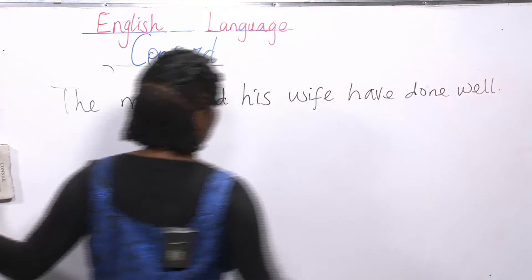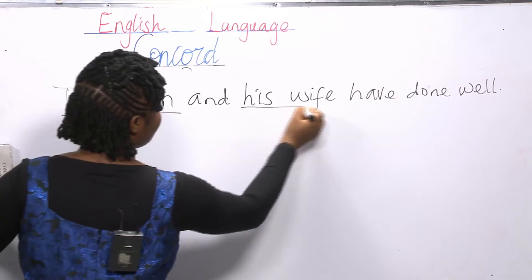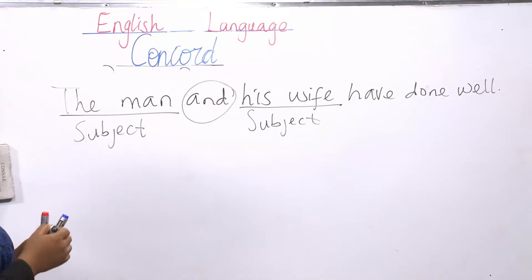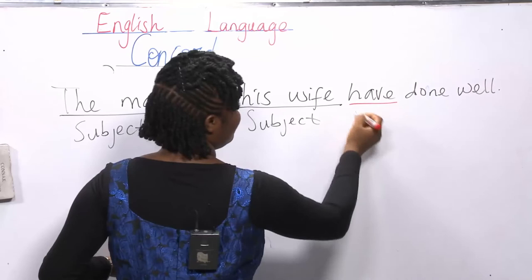Now we have two subjects here. The man, and the other subject is wife. Because they are both performing the same action here. Now, they are joined together by the conjunction and. Hence, the need for a plural verb, which is have.